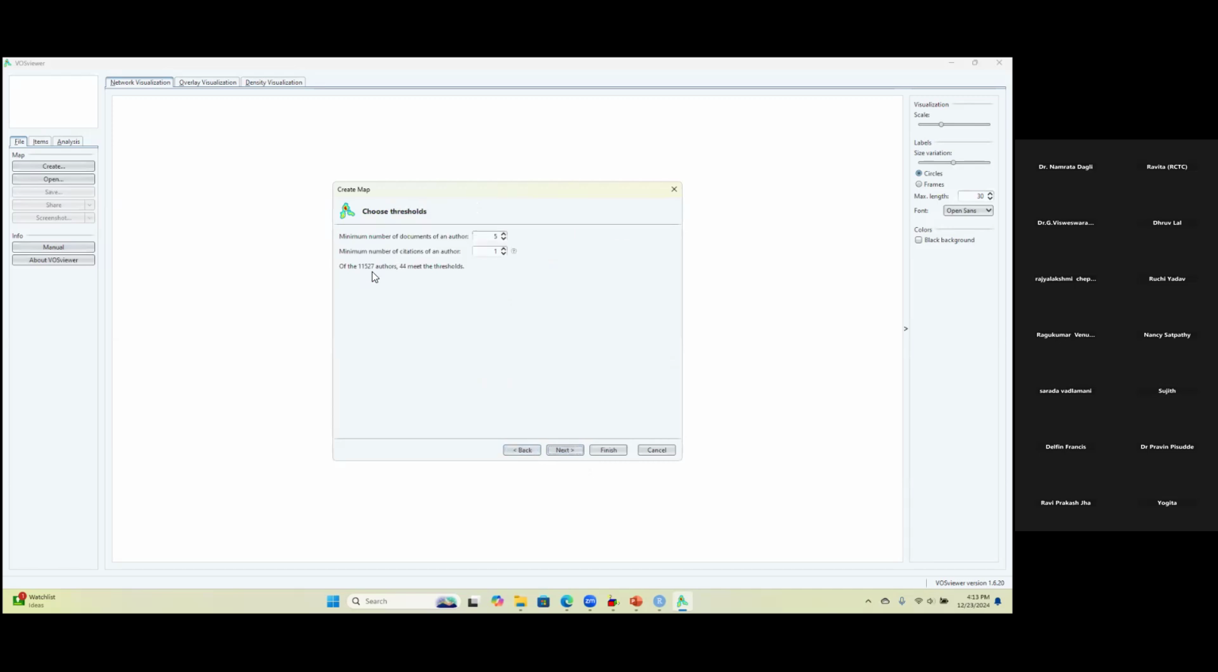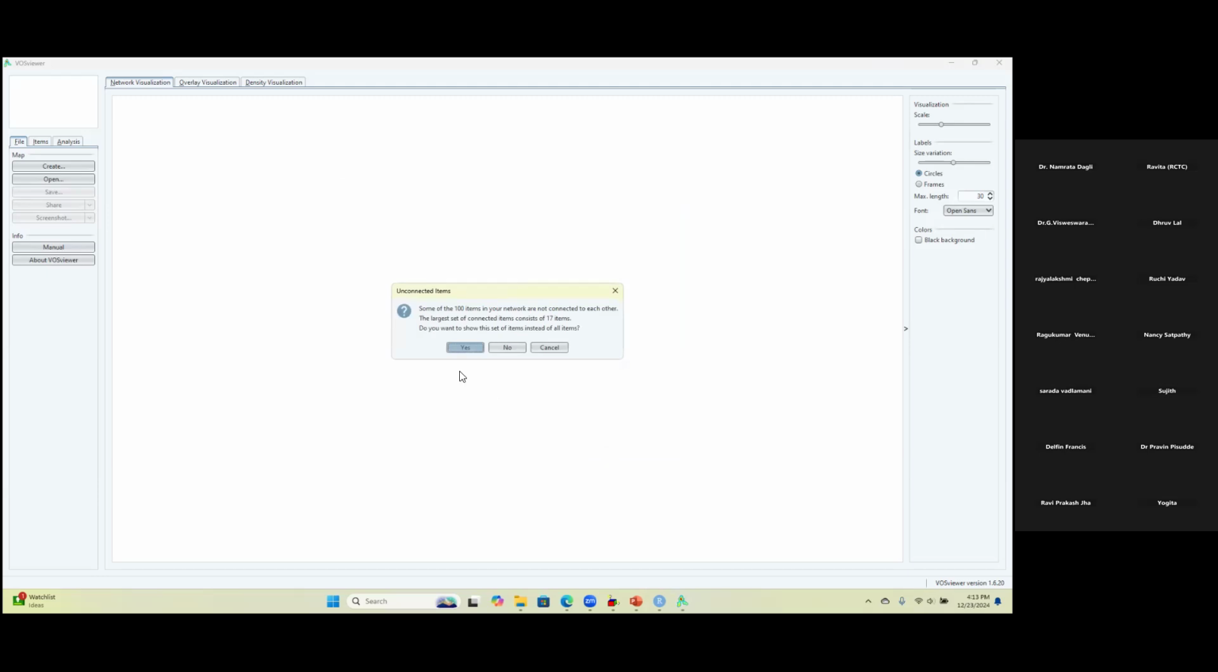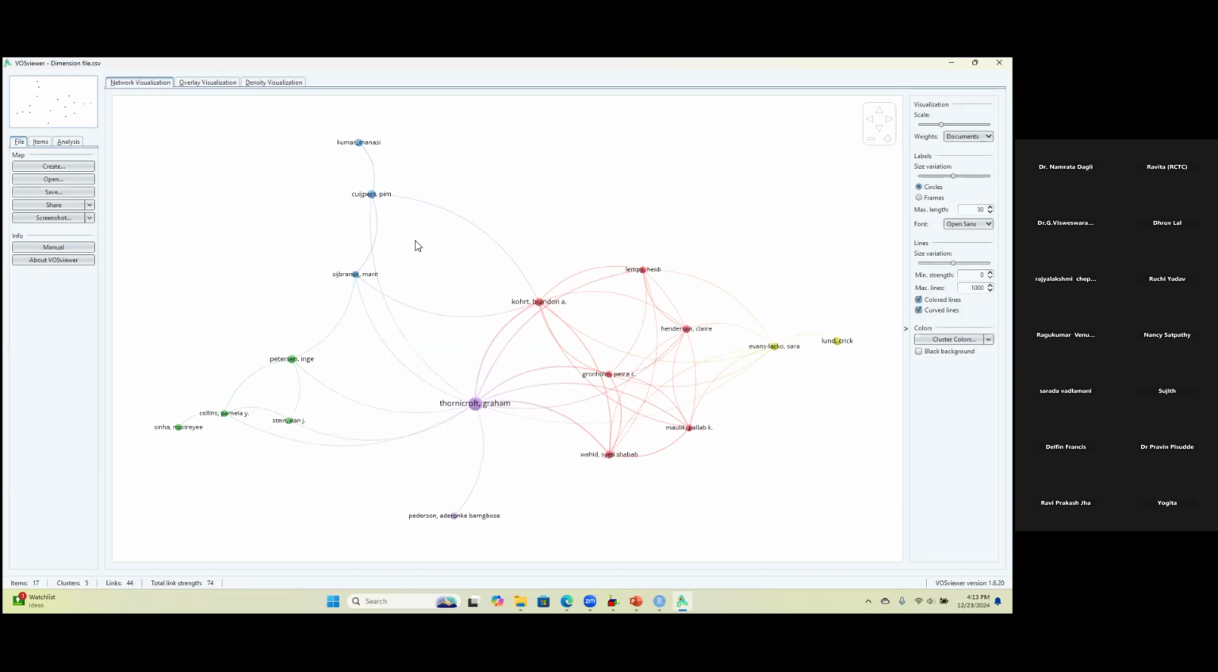There are total 11527 authors. Out of them, 45 meet the threshold. If I want to include more authors, I will reduce the threshold. Now 100 meet the threshold. Now, anyone want to interpret this graph?